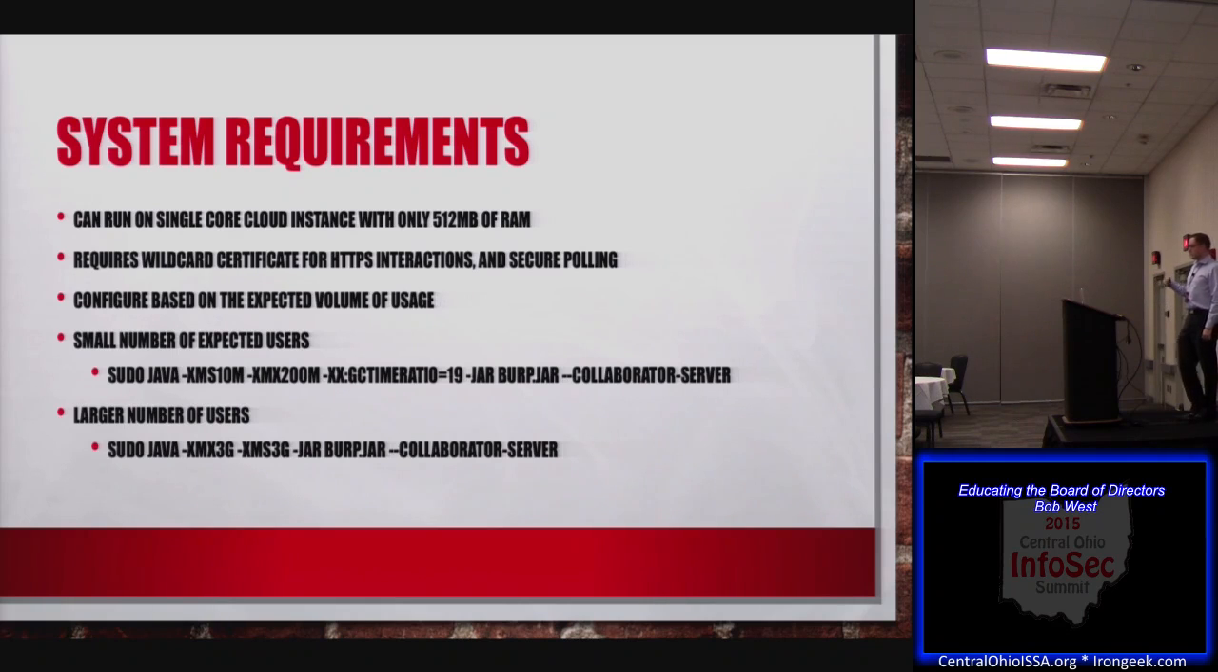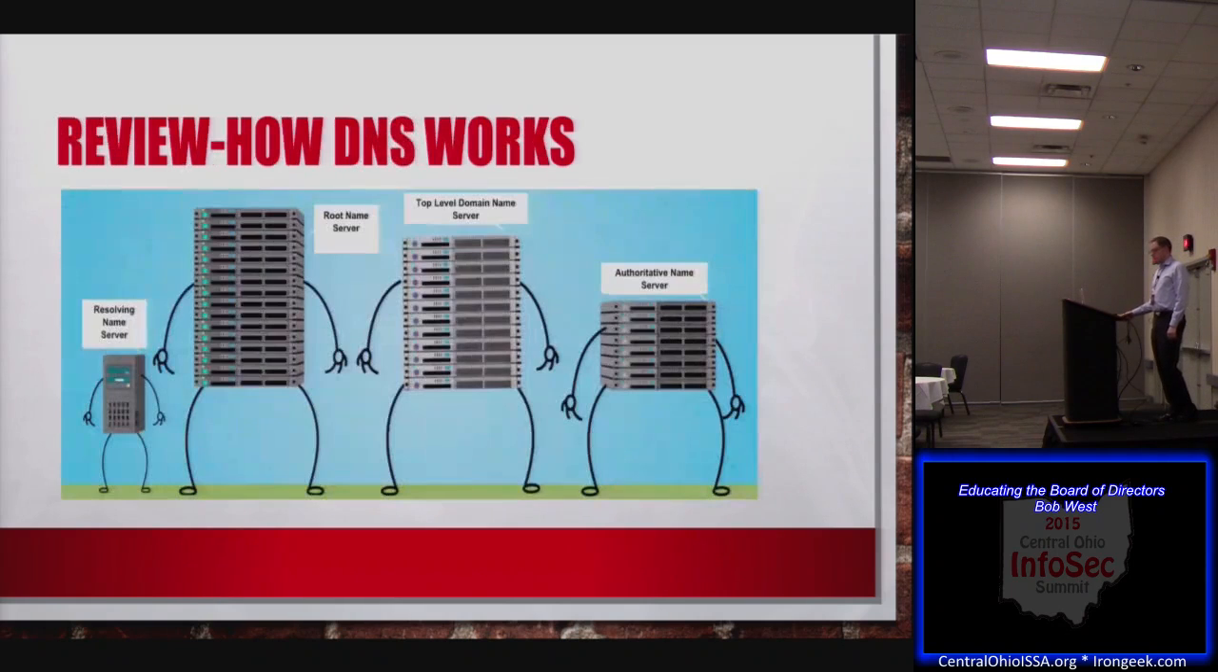You will need to set up DNS, and we're going to talk briefly about that here. If you're not familiar with DNS and DNS recursion, make sure you understand how that works. Because if you're going to set up your own Collaborator server, you've got to set up your own domain or subdomain to work with Burp. Without that, you're not going to get a whole lot of interactions, right?